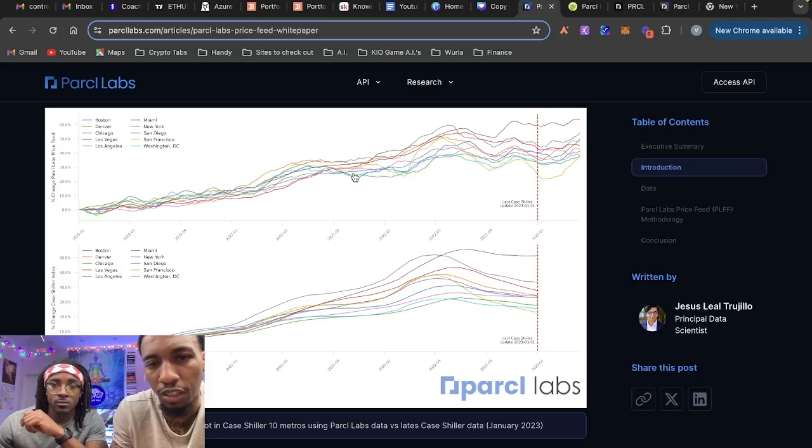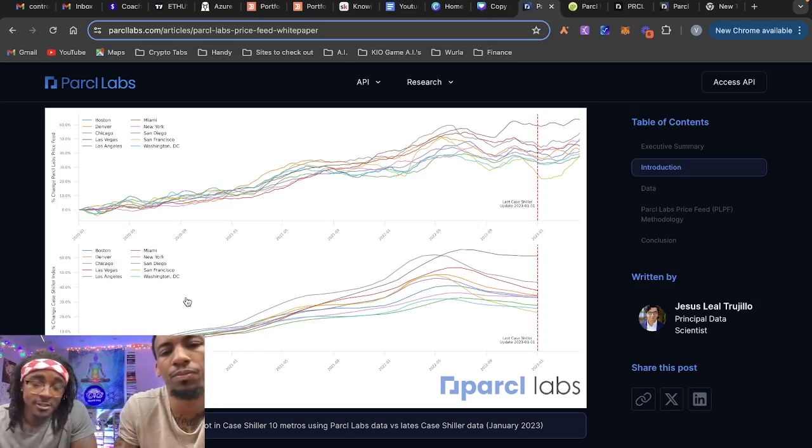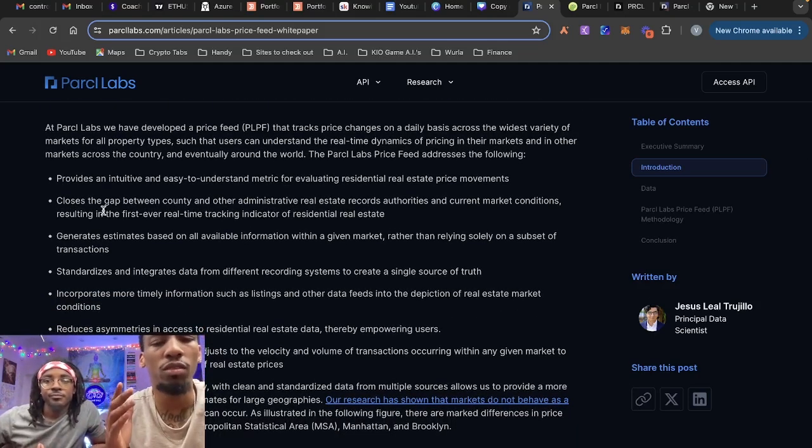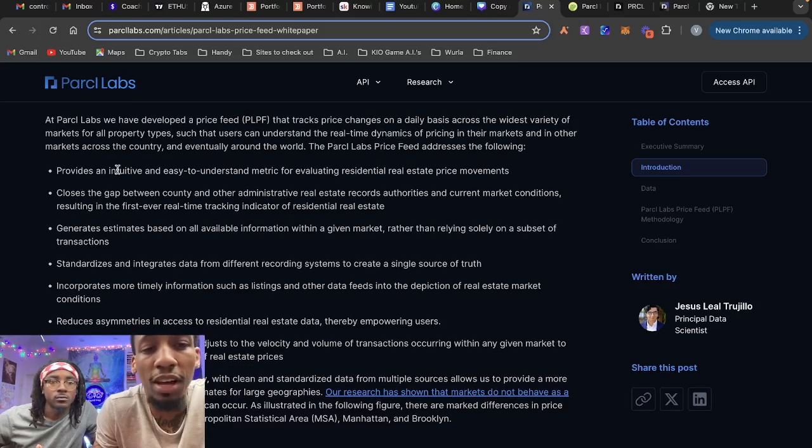When something is specific, you see more market changes here, basically. I.e. volatility. Yep. So they have bullet points for basically the problems that the Parcl Labs price feed is solving. They provide an intuitive and easy to understand metric for evaluating residential real estate price movements.